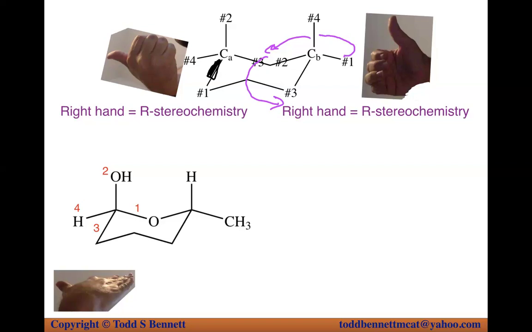So I'm starting with the right hand because that is my habit. I like doing this. So my thumb is towards 4, my fingers are towards 1. When I curl my fingers naturally with the right hand, they're going to curl down. If I curl down, I'm going to get the 3, not 2. So I have the incorrect hand. So I need to switch it up.